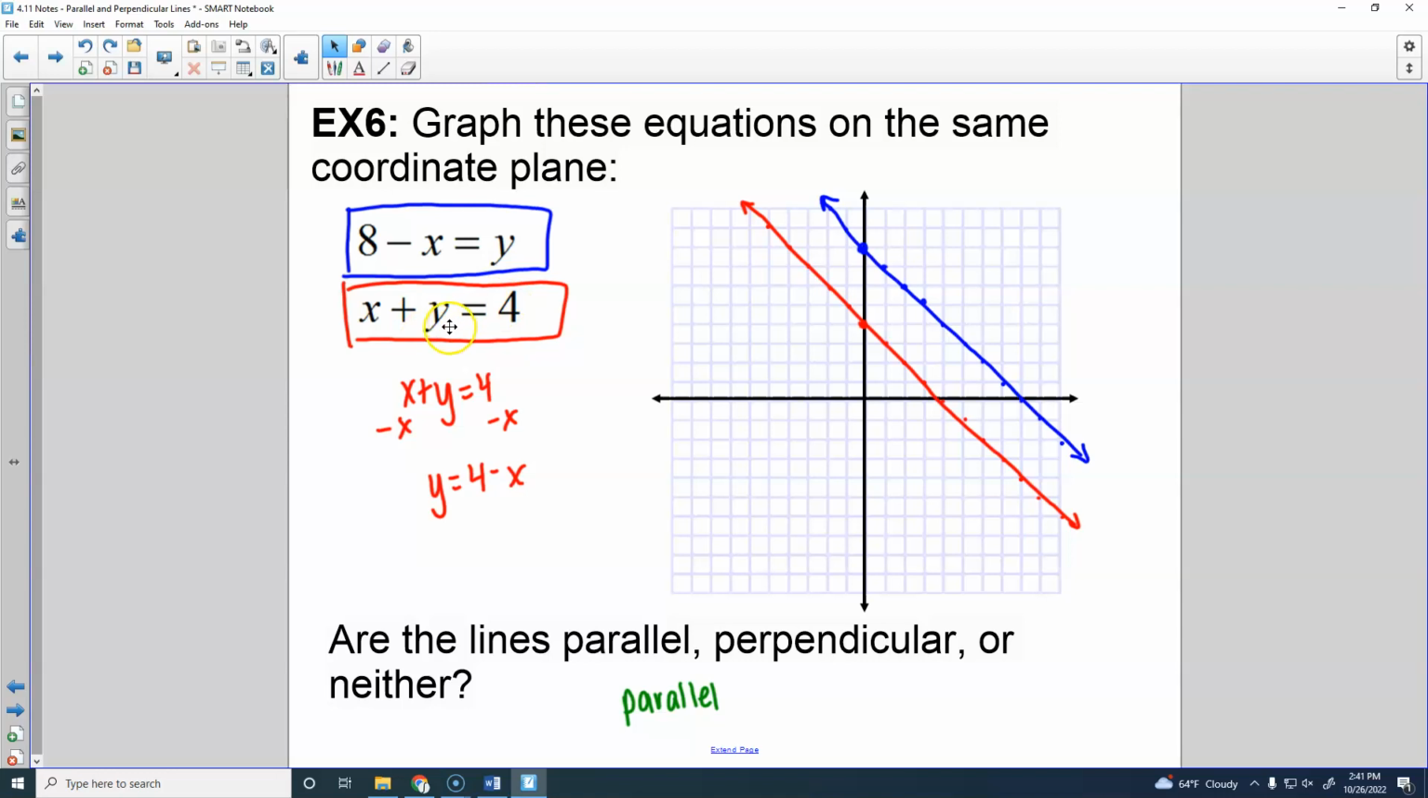The red one, you do have to solve that for y. You get y equals 4 minus x. You've got a y-intercept of 4. The slope is -1. Parallel, perpendicular, neither? Let's see, parallel here, right? Okay, questions?